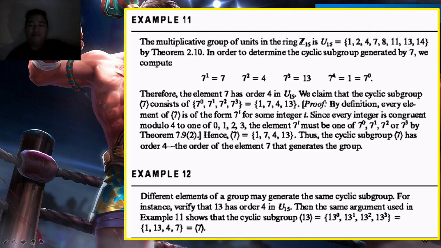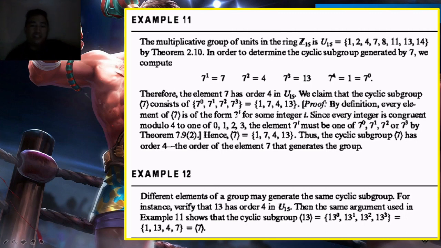Okay, so we claim that the cyclic subgroup of 7 consists of 4 elements: 1, 7, 4, 13. Right? Because 7 to the 1 is 7, 7 squared is 49, so that is 4 in Z15. Right, because when 49 is divided by 15, the remainder is 4. So confirm the others yourselves. So those four are its only elements.